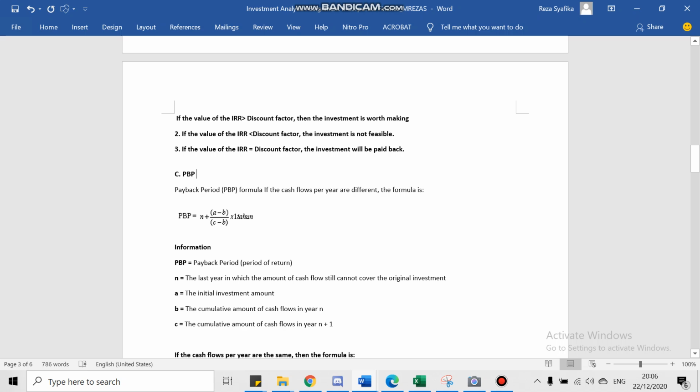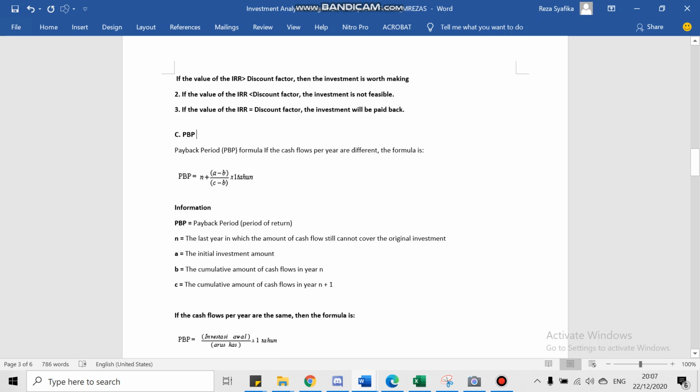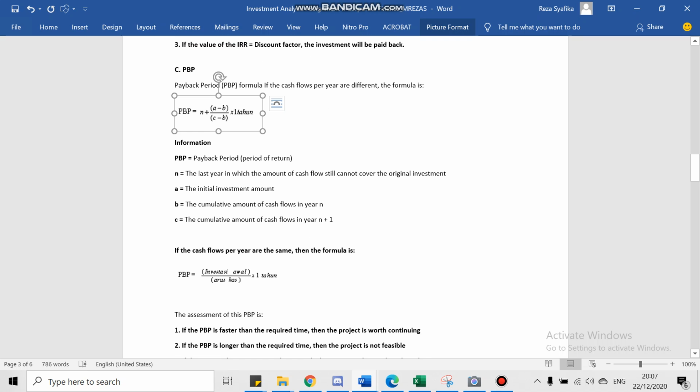And the third one is the payback period. The payback period is the time required for funds invested in an investment to be fully recovered. From the result of this payback period analysis, the business can find the alternative that will be chosen as an investment. So these are the formulas.